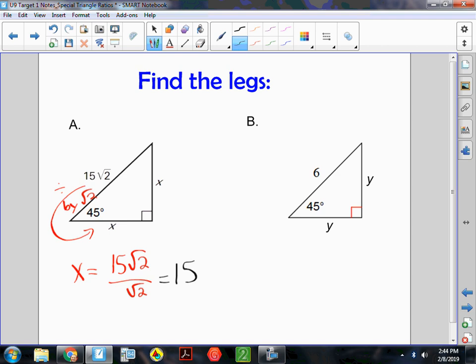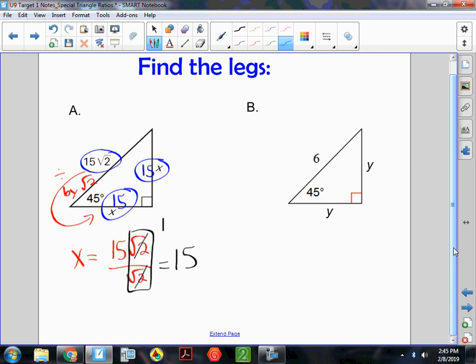The answer is 15, because right here I have square root of 2 divided by square root of 2. Well, 2 divided by 2 is 1. So I really have 15 times 1. Anytime you take a number and divide it by itself, you get a 1. So 15 times 1 is 15. And so this goes with my pattern of 15 for a side, 15 for a side, and a hypotenuse of 15 square root of 2.